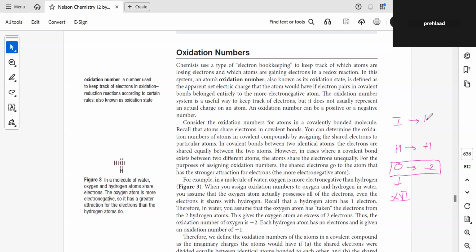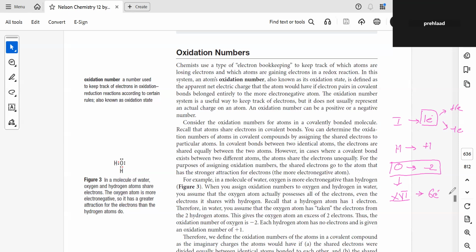Group 1 means 1 valence electron. Group 16 means 6 valence electrons, correct? So in order to complete the octet or duplet, hydrogen can either take one electron or lose that one electron. So it has an equal probability of losing or gaining an electron. Make sense?